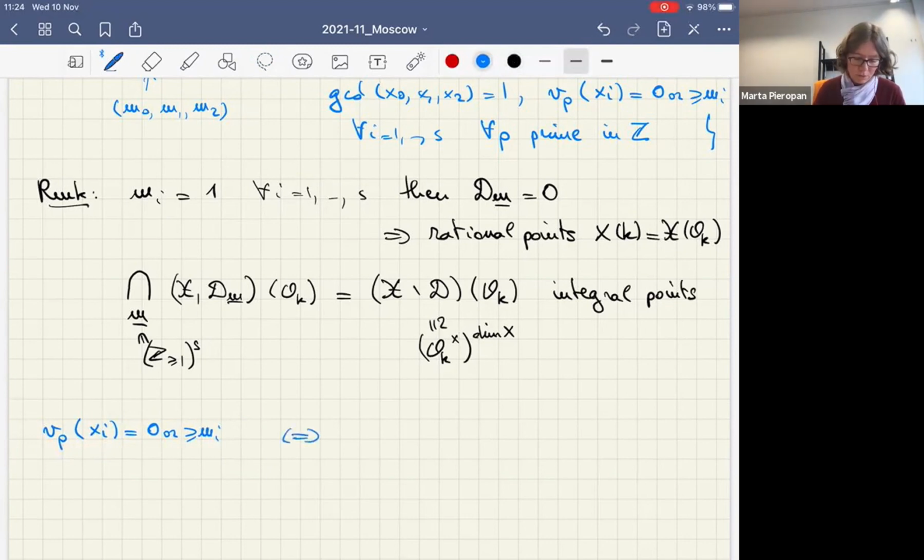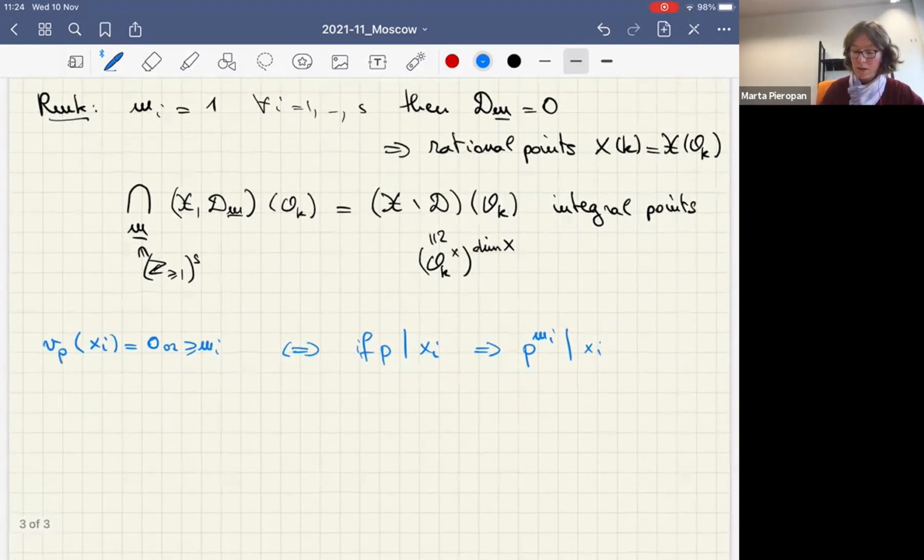now we're talking about some integer xi and some prime number p. This condition means that if p divides xi, then p to the mi needs to divide xi. This is what it means. And this is also known in number theory as the definition. We require the integer xi to be mi-full.